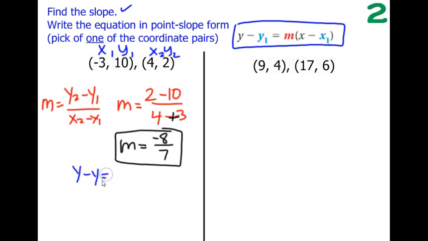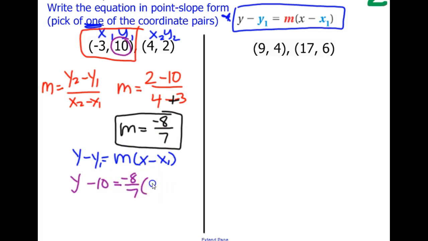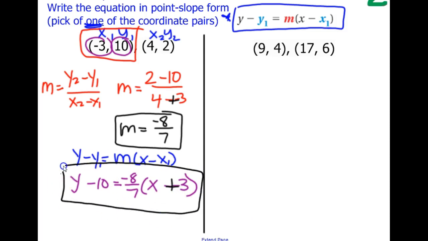Now we just need to plug everything into our equation. y minus y1 equals our slope, and then x minus x1. Same equation that's right here. It says pick one of the coordinate pairs, one of the points. We don't need both. I'm just going to pick the first one. So my equation would read y minus y1, which is 10, equal to our slope, which is negative 8/7, and then x minus x1 right here, which is negative 3. Those two negatives make a positive. So this would be my answer.